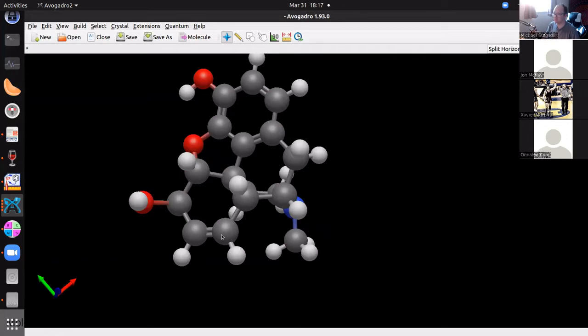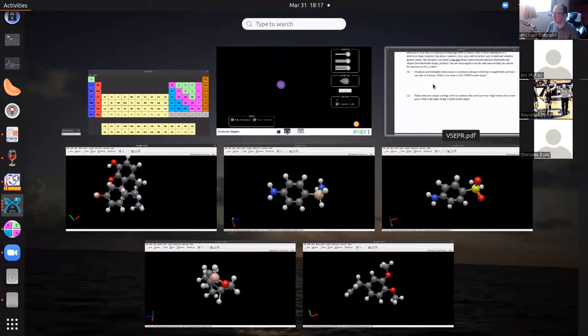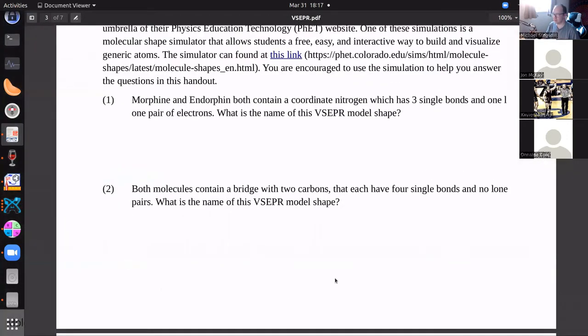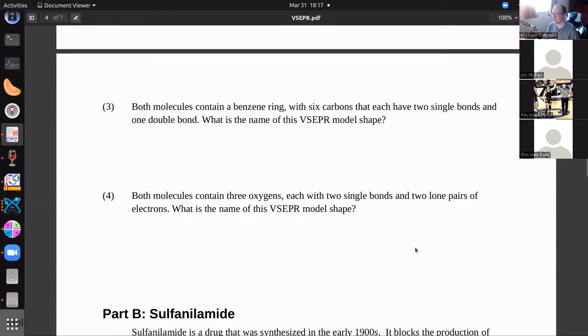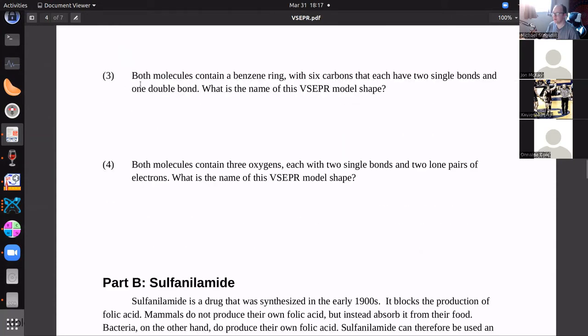That's cool. Let's look at our next question. So what was the answer to number 2? Tetrahedral, for both, right? Yeah. So both molecules contain a benzene ring with 6 carbons that each have 2 single bonds and 1 double bond. What is the name of this VSEPR model shape?